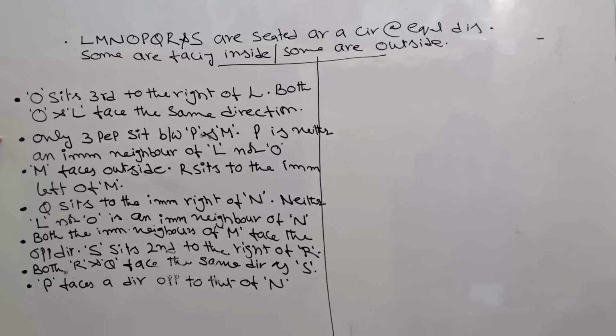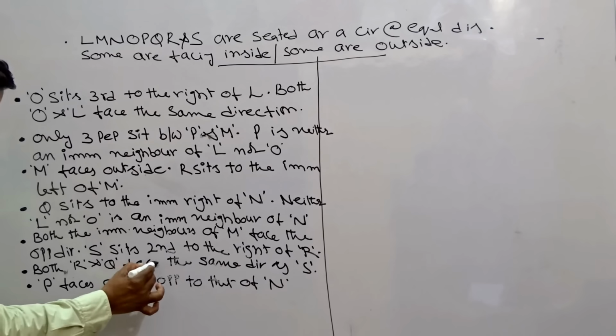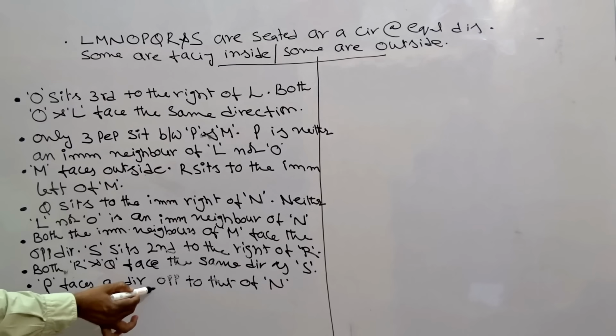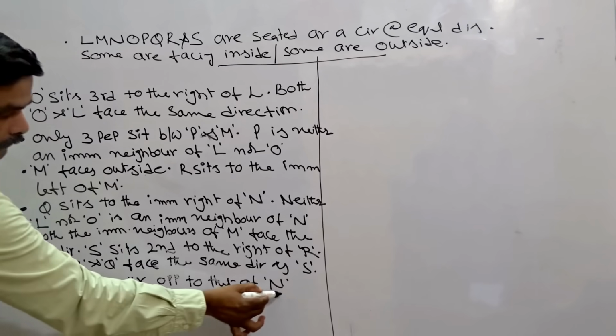Only 3 people sit between P and M. P is neither an immediate neighbor of L nor O. Then M faces outside. R sits to the immediate left of M. Q sits to the immediate right of N. Neither L nor O is an immediate neighbor of N. Then both the immediate neighbors of M face the opposite direction. Then S sits second to the right of R. Both R and Q face the same direction as S. Finally, P faces a direction opposite to that of N.